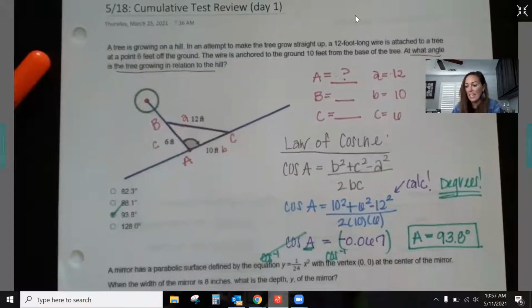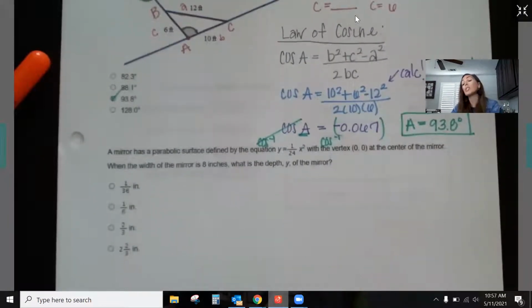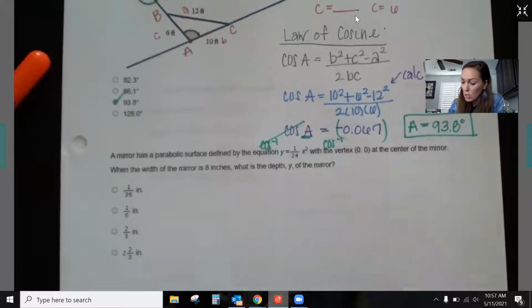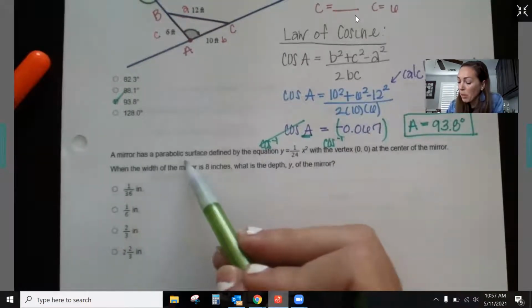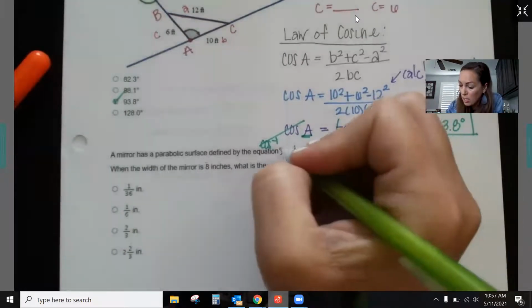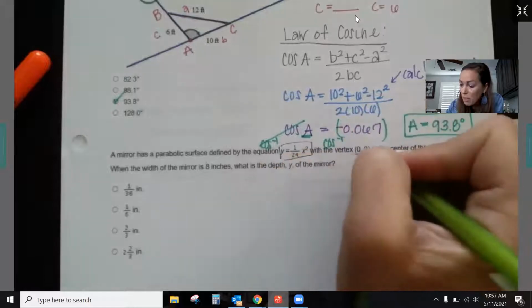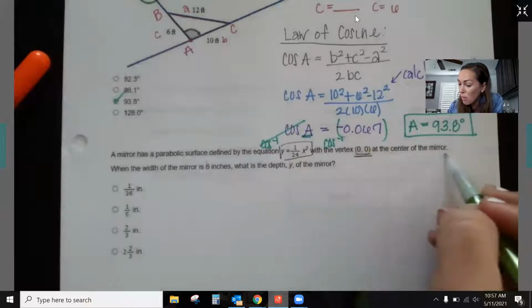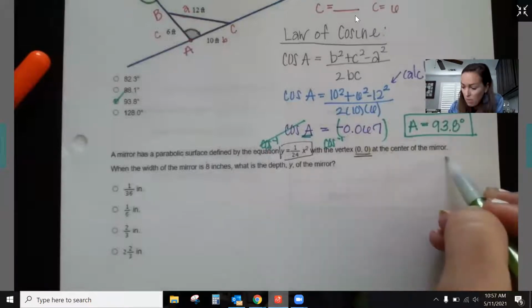All right. My next problem. This one is one that you guys struggle with, and I understand why it can be a little bit difficult. So let me kind of explain what's going on and where you guys make your mistake. Okay, so it says a mirror has a parabolic surface defined by my equation here. So here's my equation with the vertex at the origin. Great. And that is the center of the mirror.